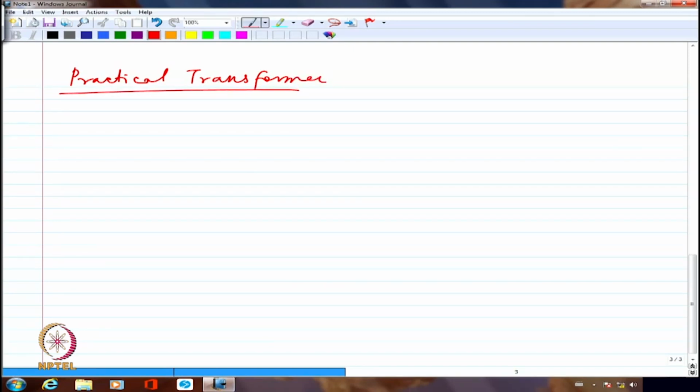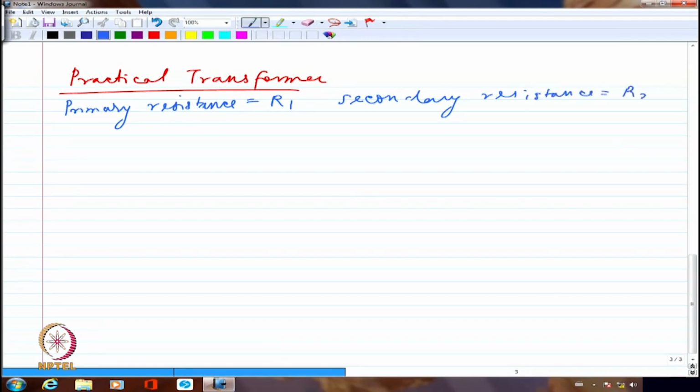We said we are neglecting the resistance in the primary and secondary windings. The first and foremost thing we are going to do is to include the primary winding resistance. Let me take that as some R1, and secondary resistance I am going to take as R2. Okay? So I have taken both the resistances.